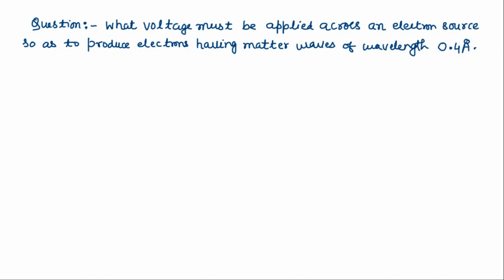So, dear students, today we will solve some numericals on quantum mechanics based on the de Broglie formula. The first numerical is: find the voltage that must be applied across an electron source so as to produce electrons having matter waves of wavelength 0.4 angstrom. Let us solve this numerical.